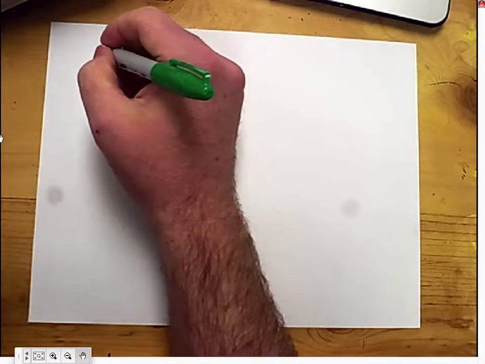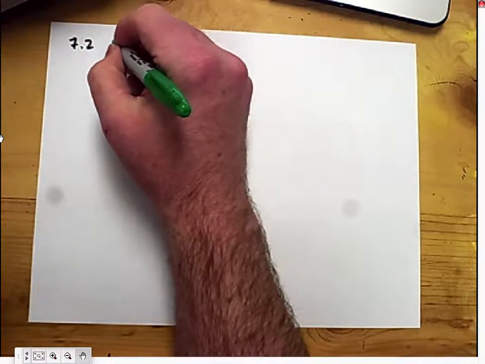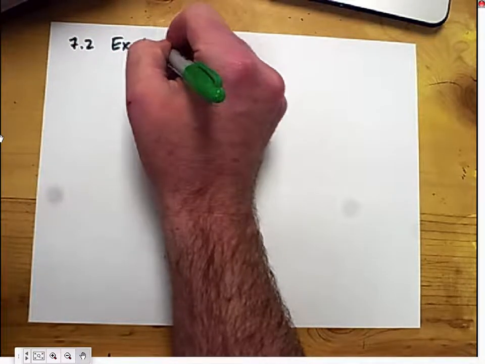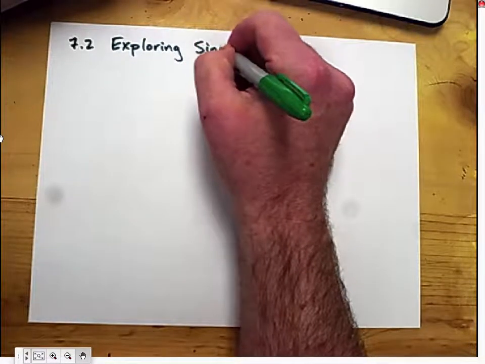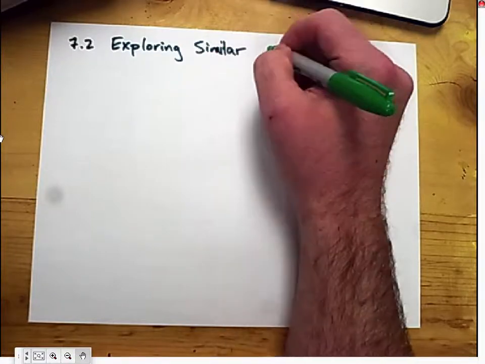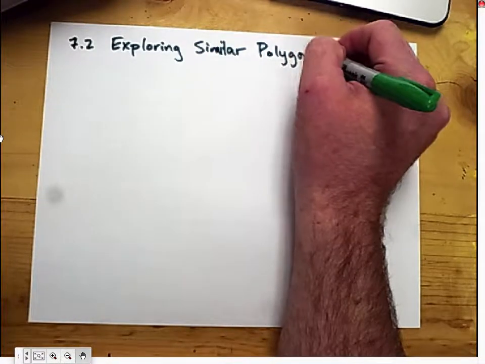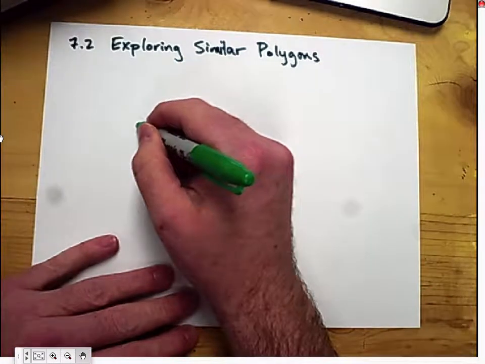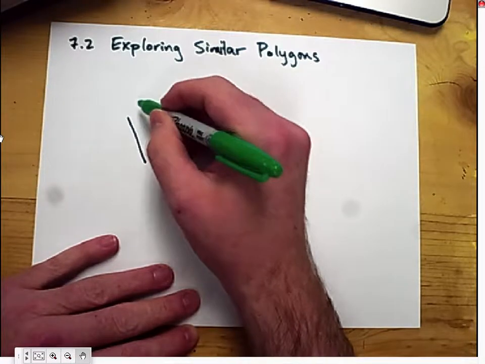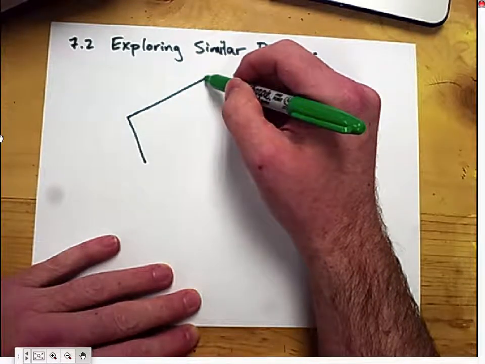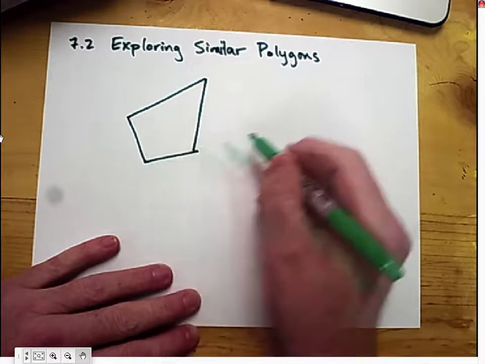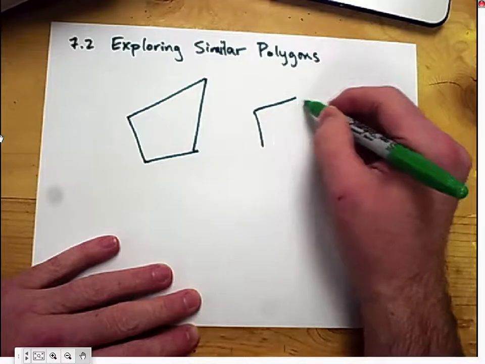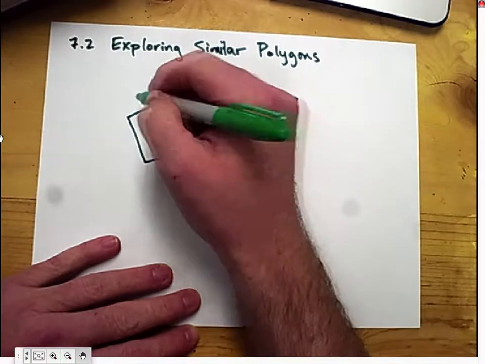All right, we are talking about 7.2, which is exploring similar polygons. Makes it sound real fancy, but okay. So two polygons are similar if two things are true. So I'm going to show you two similar polygons, and then you kind of tell me what you think about it.